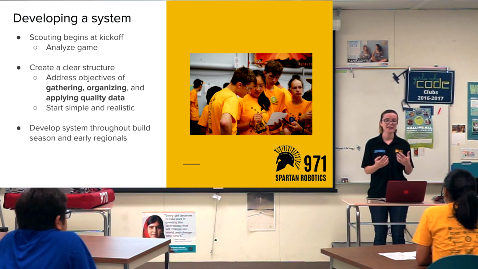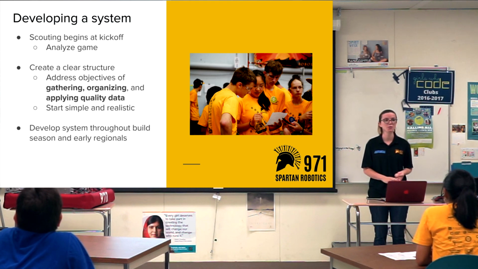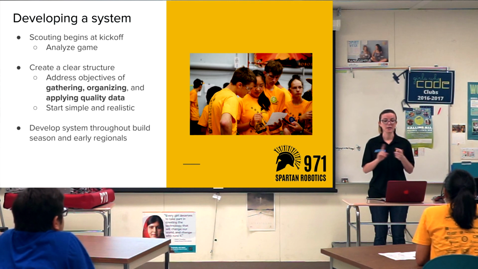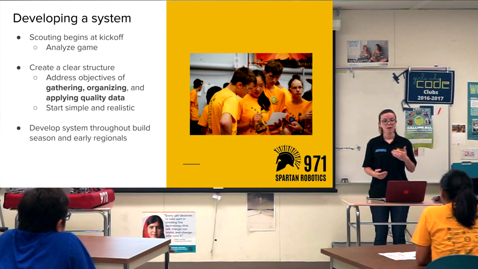If having 8 people in the stands at all times and 2 laptops and 2 separate people typing things is not realistic for the size and bandwidth of your team, that's okay. You can do all paper scouting. You can collect less information. You can do all phone scouting if you feel like that is better for your team. That's okay. Do whatever you need to do to gather, organize, and apply quality data. You can always start simple, get a feel for what works, and then evolve your system for the next competition, the next season, the next everything. You're always getting better. So you're developing your system throughout build season and early regionals.